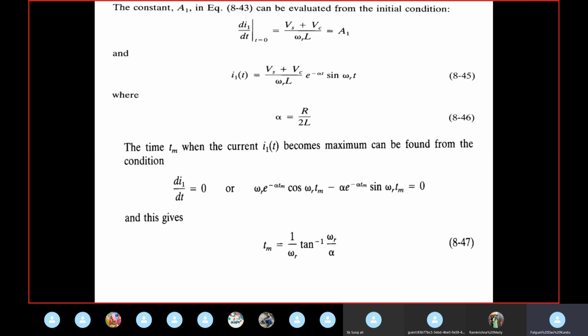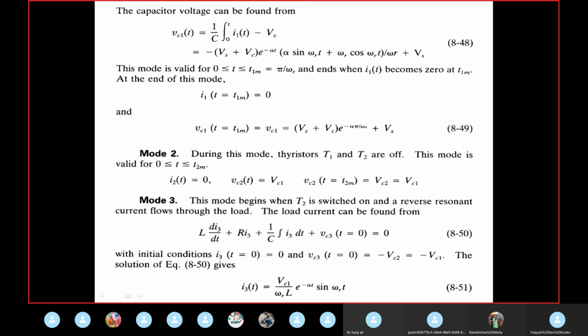And the time Tm when the current I1 becomes maximum can be found from the condition that at the maximum, the derivative of that term must be equal to 0. That means di1/dt equals 0. So from that condition we get the value of Tm, that means the time of maximum, Tm is nothing but 1 by omega r times tan inverse of omega r by alpha.